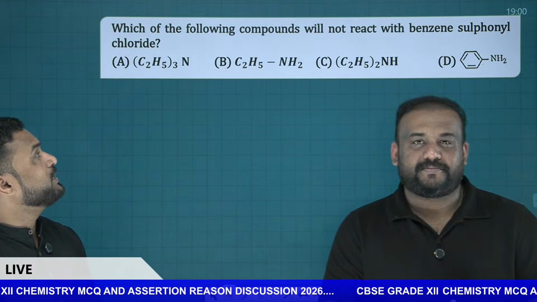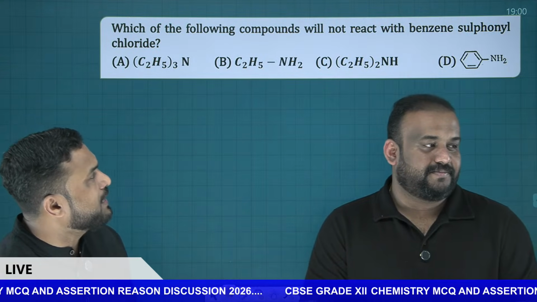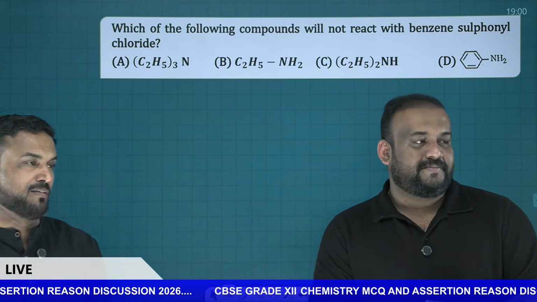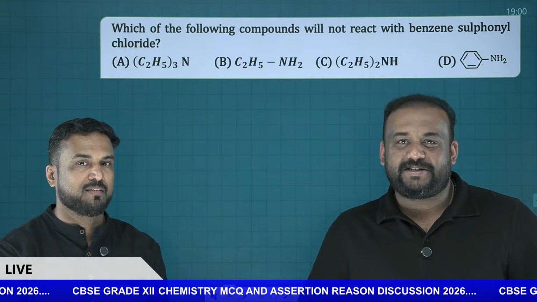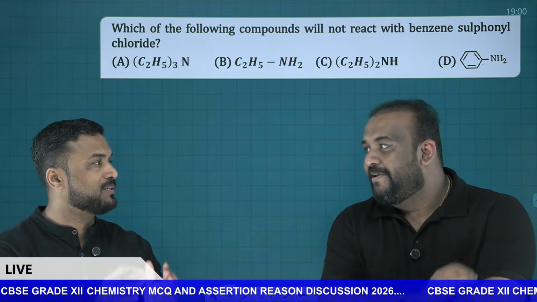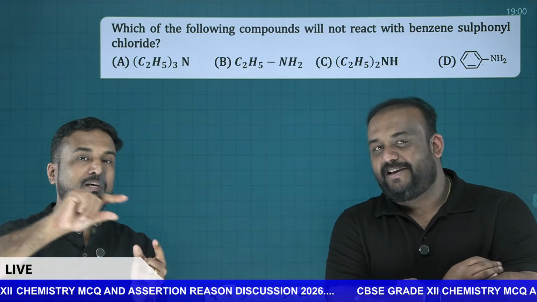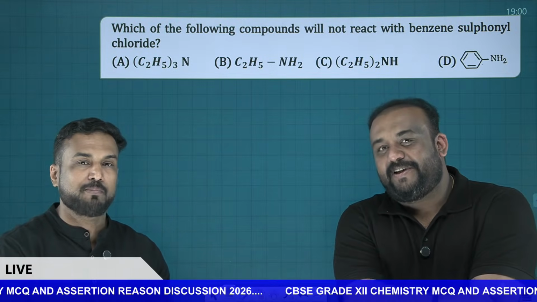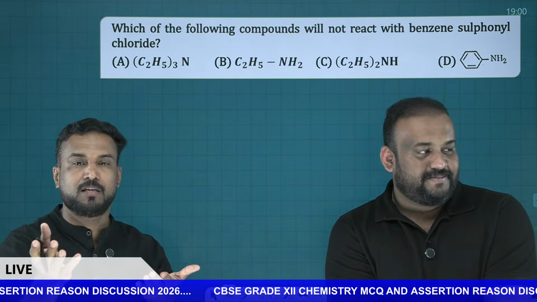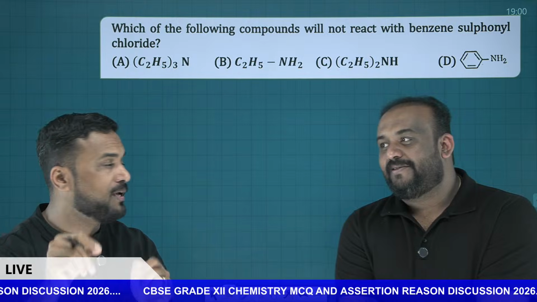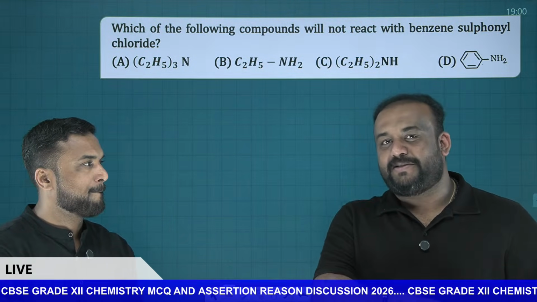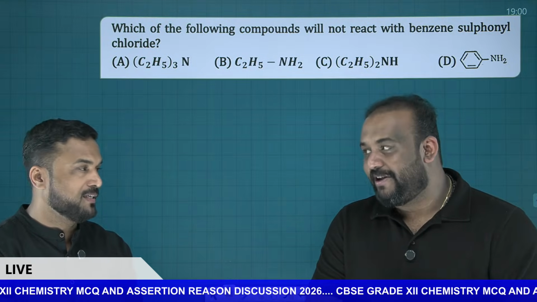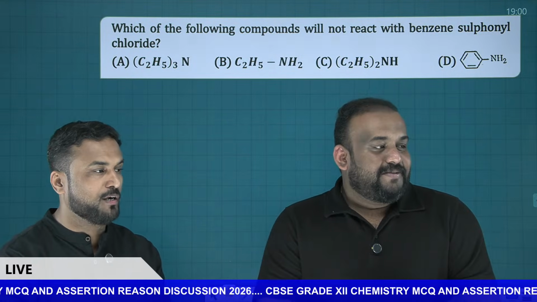See, read the question: which of the following compounds will not react with benzene sulfonyl chloride? Immediately they will identify benzene sulfonyl chloride is Hinsberg reagent. Hinsberg reagent questions they asked in almost all papers, like the name of Hinsberg reagent, or they will give the formula to identify, and also write the name of the compound formed when this reacts with Hinsberg reagent. All that you have to keep in mind.